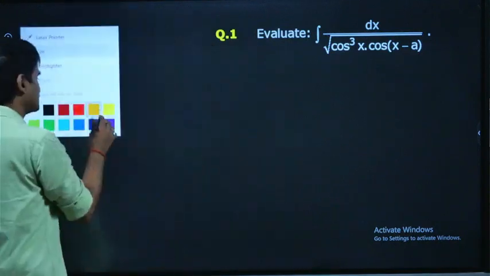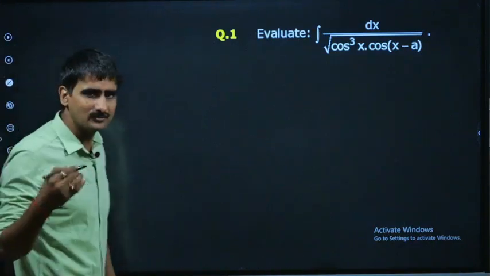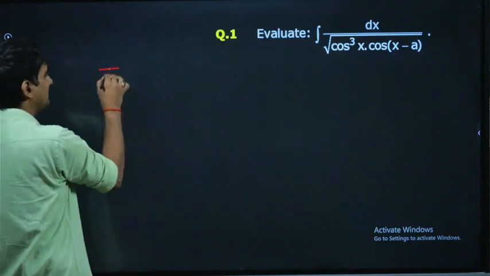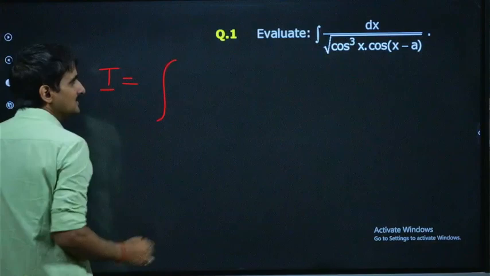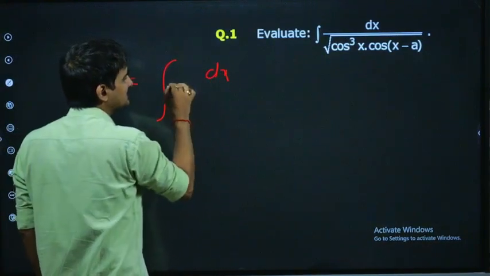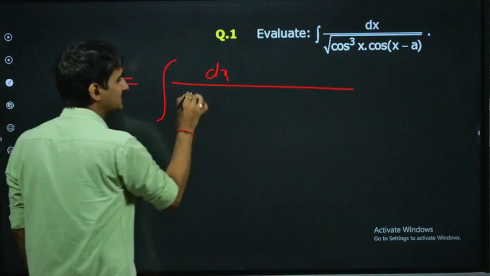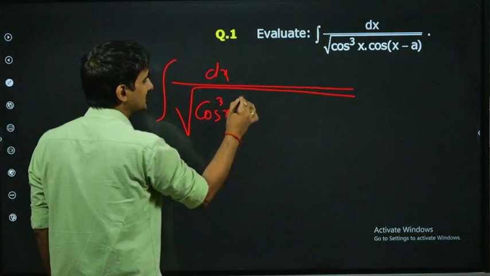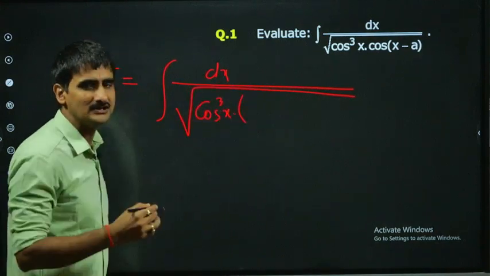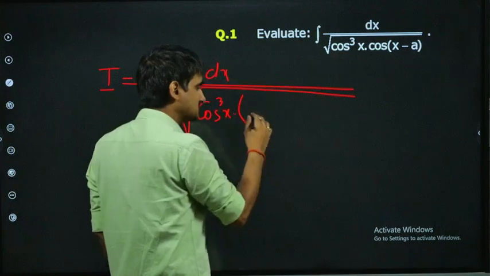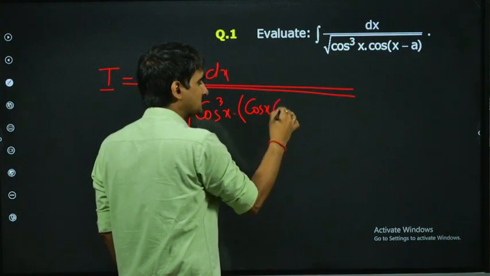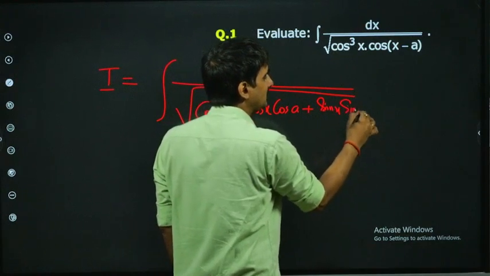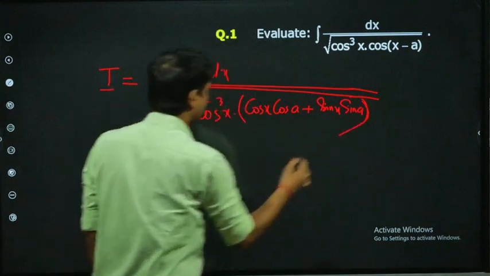So starting with the first question here, that's the question you would have got for today. I believe several of you would have been able to solve it. So let's start. See, here it's a simple question. I won't say there's any trick here. So starting with a simple question, cos cube x, and just expand cos x minus a using the formula for cos a minus b. So it's cos x cos a plus sin x sin a, isn't that? So that's the formula here.